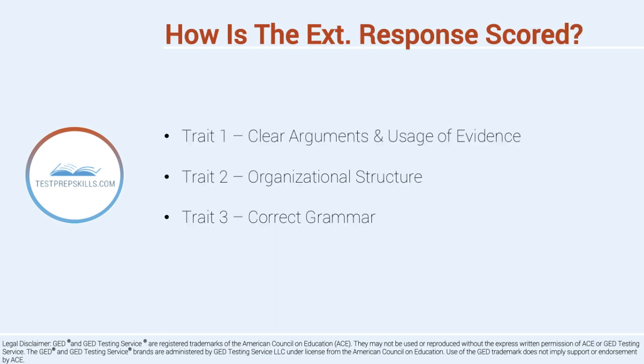So as for the extended response, how is it scored? Just like with the RLA exam, it's going to be the same thing. They're going to look for 3 different traits. They want you to see first, do you have a clear argument and are you using evidence from the text that they're giving you? Trait number 2, is your paper or your essay organized?